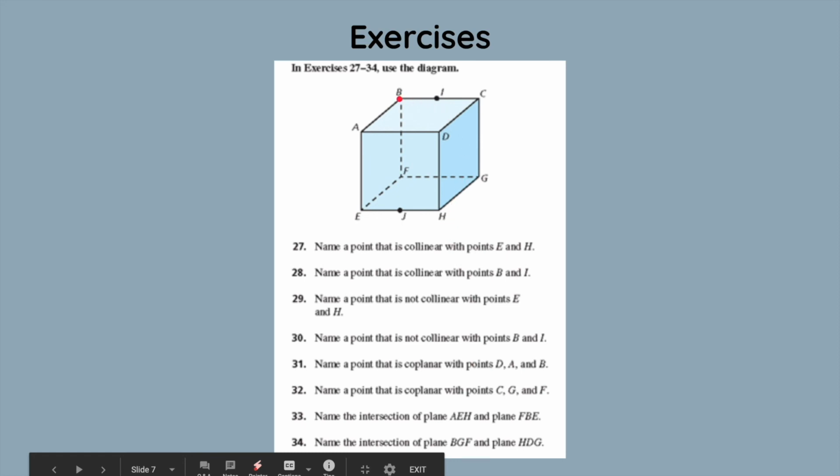So BGF is right here. And plane HDG, so right here. So between this plane right here and this plane right here, we already know from the last problem that the intersection is a line, and we can see that this intersection is line CG, otherwise known as GC. Something else to note is that there are 6 planes in this figure because since this is a cube, there are 6 sides and each plane forms one side.